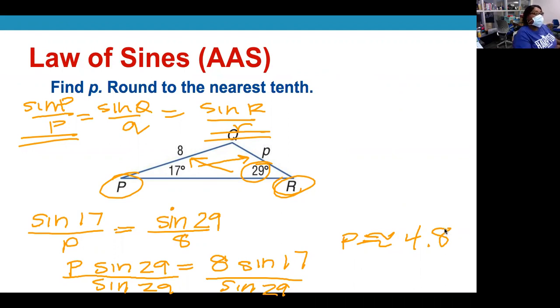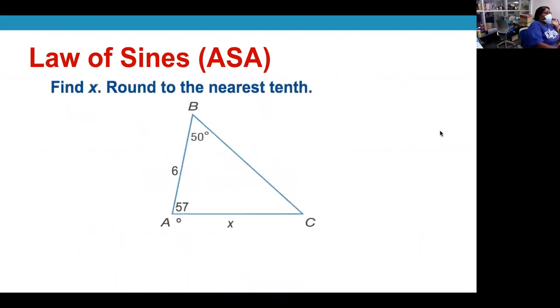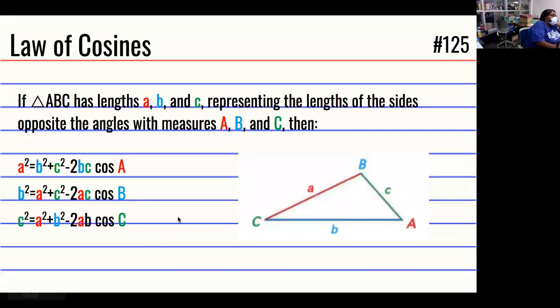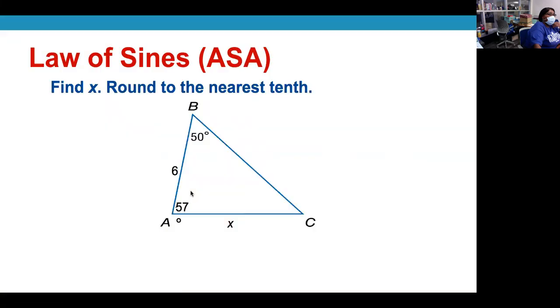All right, next. The next situation is when you have angle side angle. So here I have angle B and angle A, and then I have the side between them, right? So if this is angle A, then this is side A.